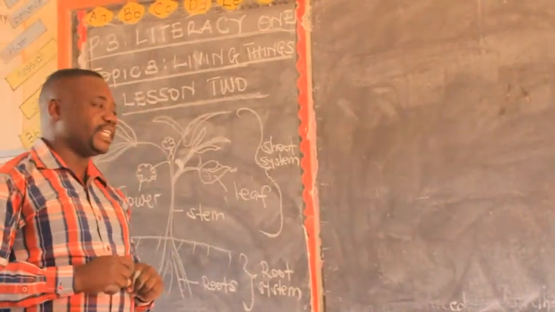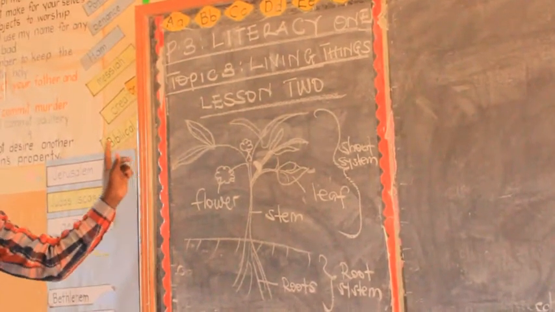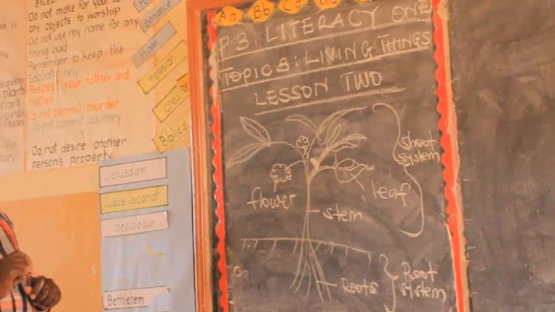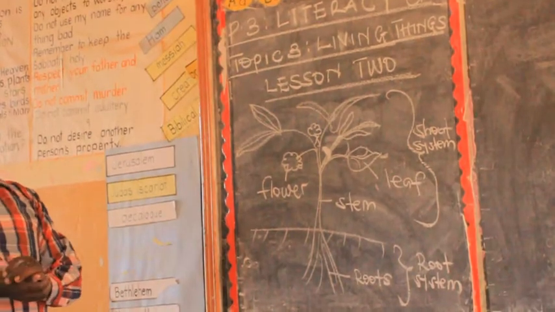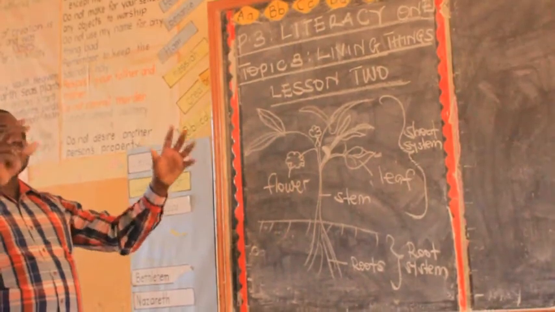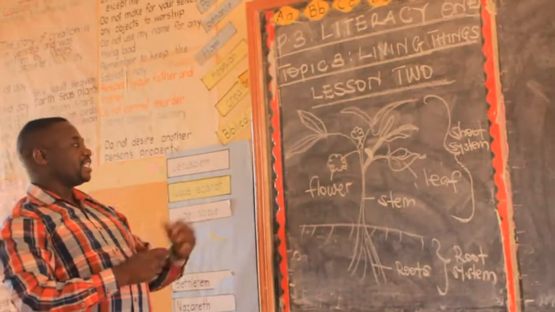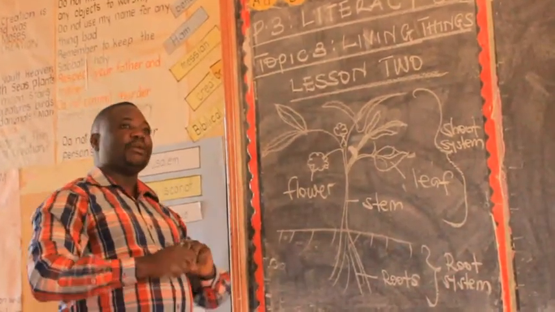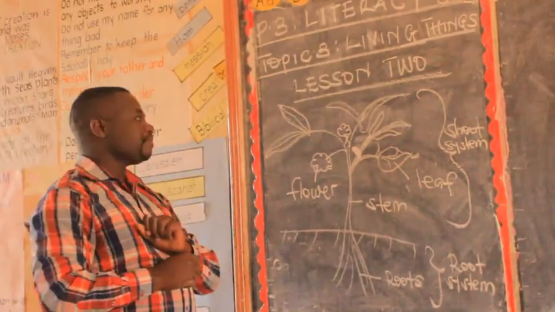My good children, I would like you to be very, very attentive and get the concept about plants. Since we gave examples of plants, let us now look at the structure of a plant. This can be a plant like a mango, a guava plant, a cocoa plant, or an orange plant.